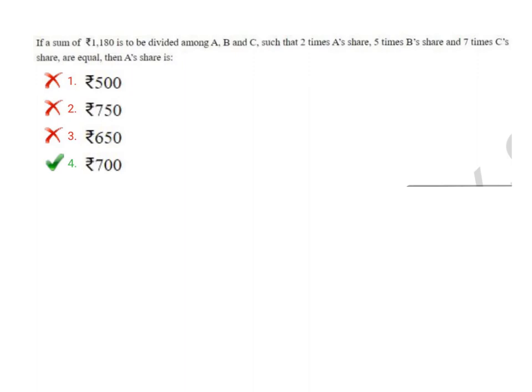Next, a sum of 1180 is to be divided among A, B, C such that 2 times A's share is equal to 5 times B's share is equal to 7 times C's share. So I can say A is to B is to C is 1 by 2 is to 1 by 5 is to 1 by 7. Let's multiply it with 70. Therefore, you get 35 is to 14 is to 10.